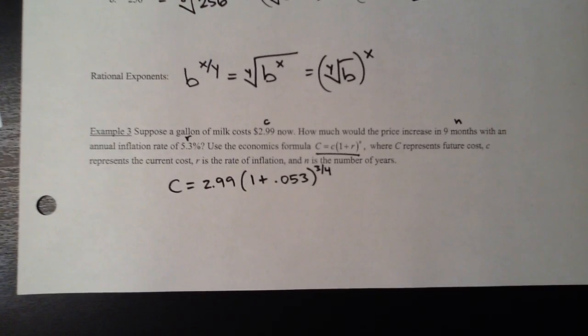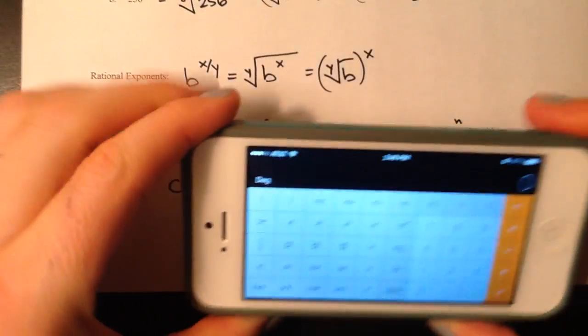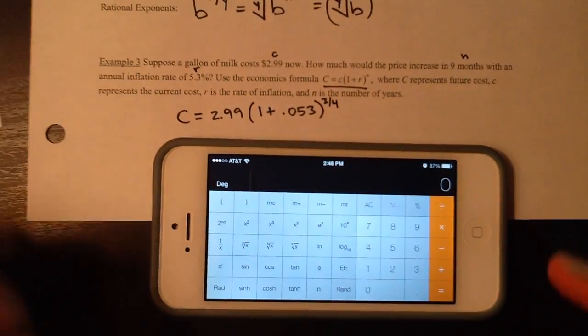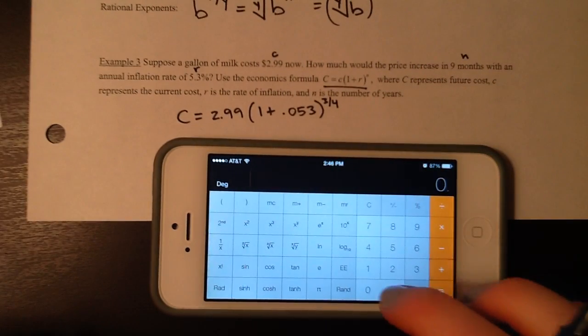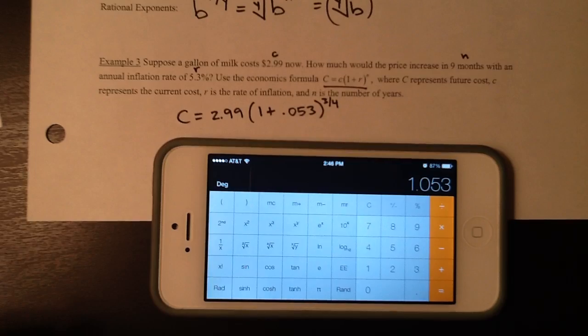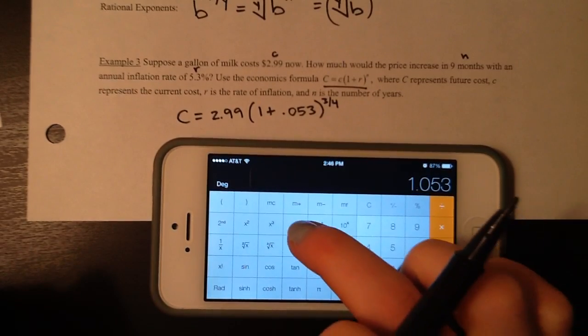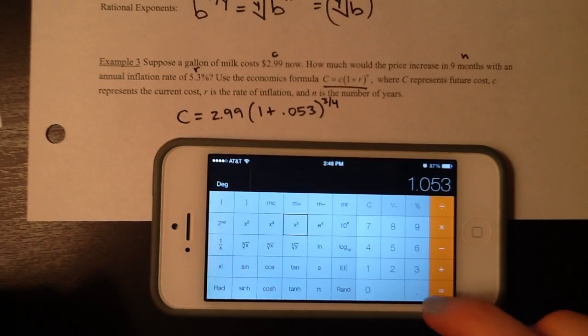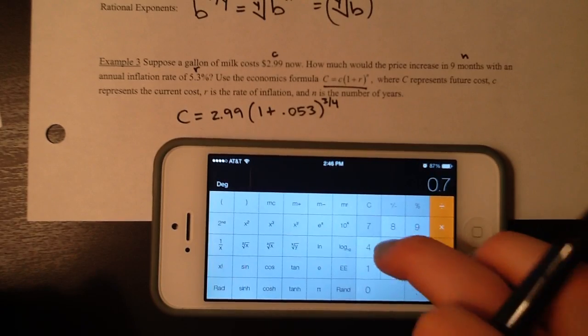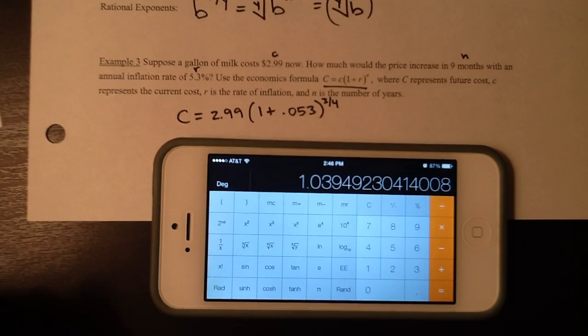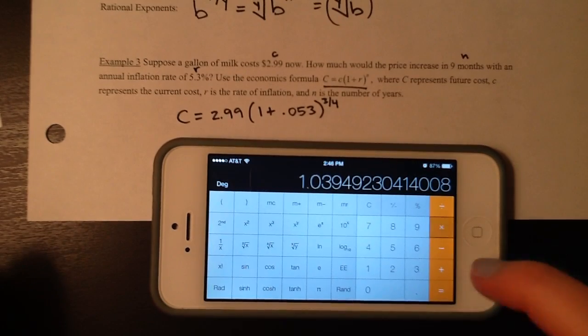For some reason, I thought it'd be a good idea to not have a calculator right now. So I'm going to do this on my phone calculator. Okay, so let me start from the inside here. So 1 plus 0.053, we get our answer there. Then we raise it, so we've got this button right here. We raise it to the 3/4 power, so 0.75 equals, then multiply by $2.99.